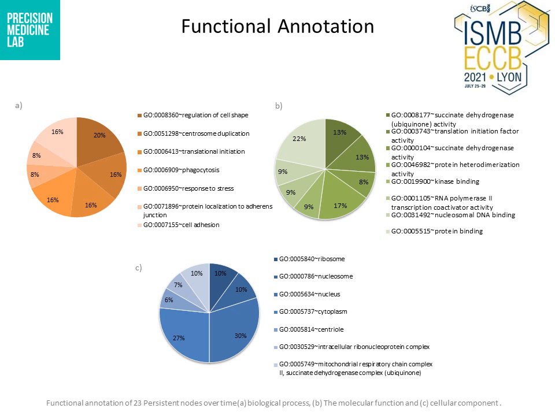We also performed functional annotation of persistent nodes, which showed that these nodes are involved most prominently in biological processes that are cell shape regulation, centrosome duplication, phagocytosis, stress response, and cell adhesion. These nodes are also involved in some crucial molecular functions. These are kinase and protein binding, protein heterodimerization, and transcription initiation factor activity. Moreover, in case of cellular components, results identified nucleosome, ribosome, centriole, nucleus, etc.